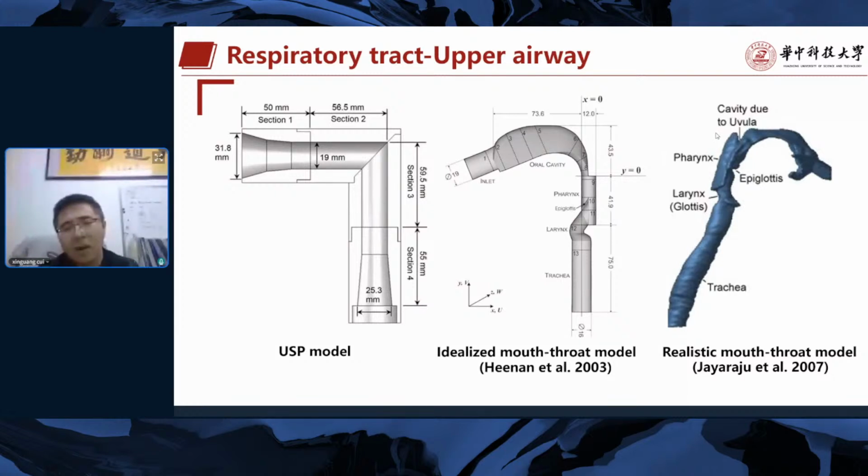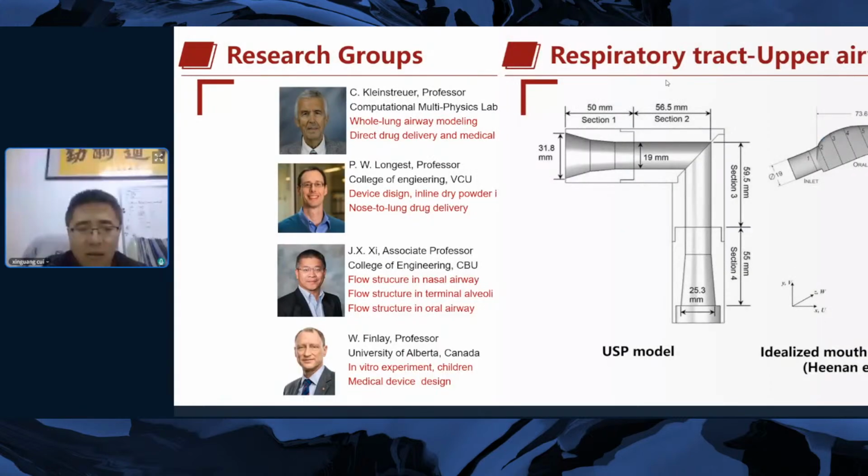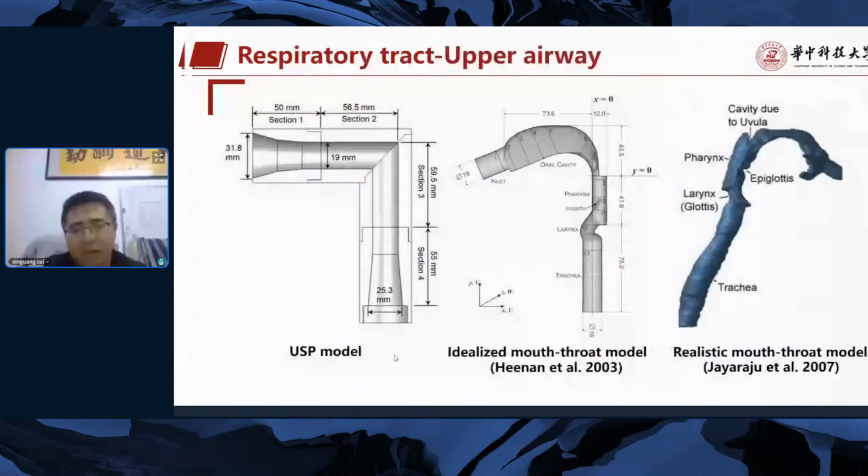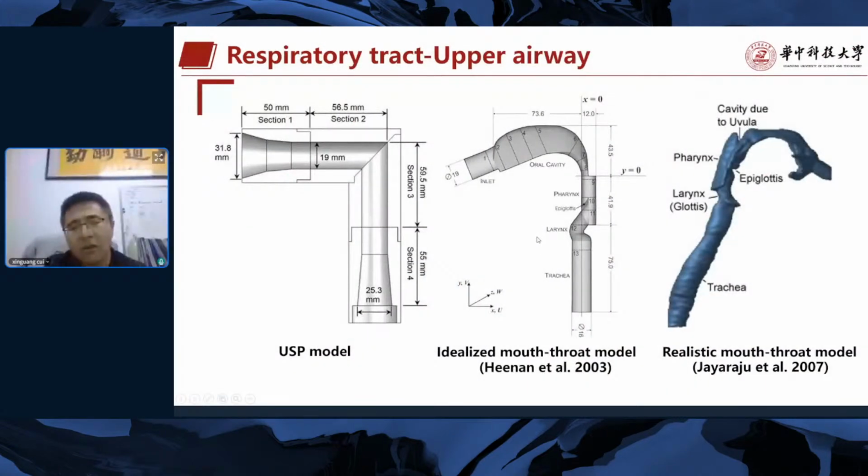And the middle one, I think, is a very good model. This model was developed by Finlay, the Canadian professor I just talked about, and this model is very famous for the upper airway. And the third one is the realistic model. It was built based on CT scans.